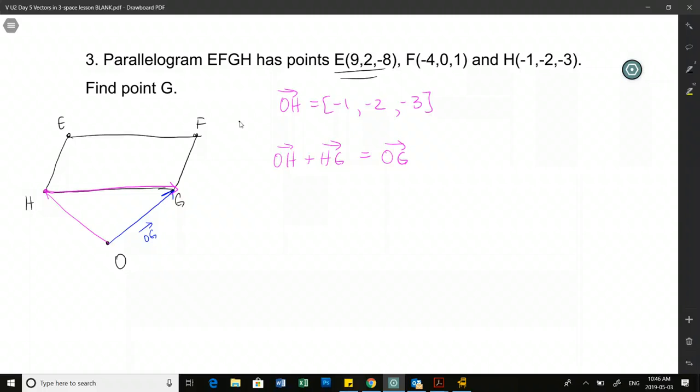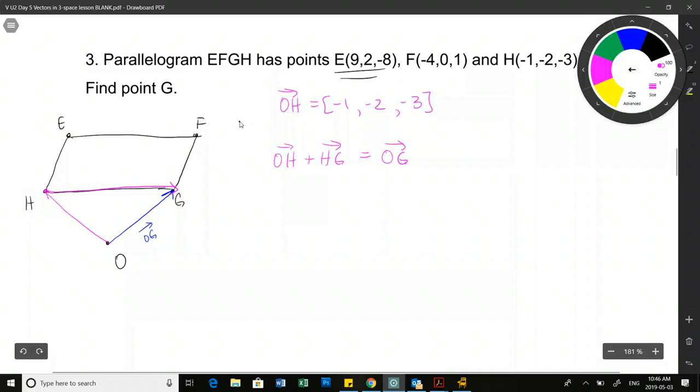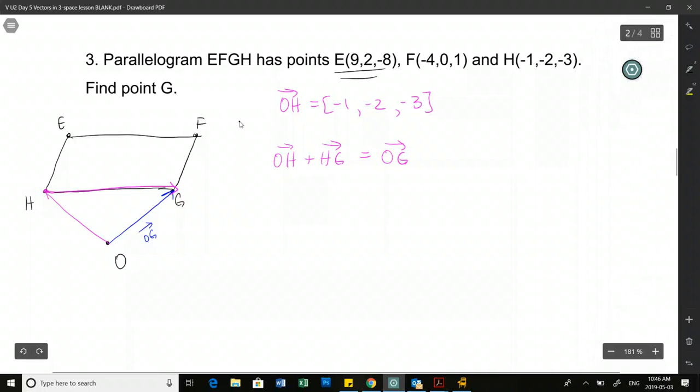So can I find HG and OH? That's the question. Well, I can't find HG because I don't know what G is. But I can find OH. OH we just wrote above. OH is -1, -2, -3.